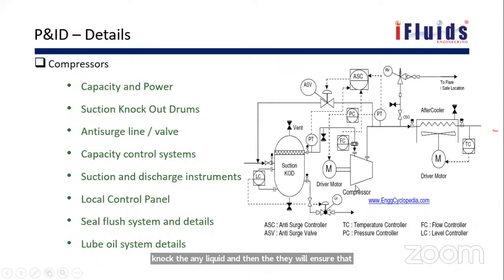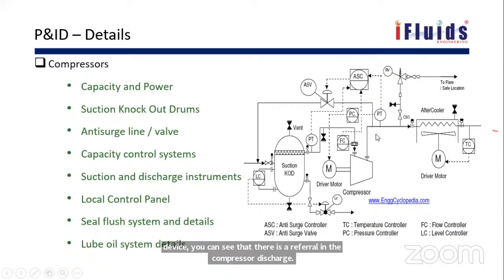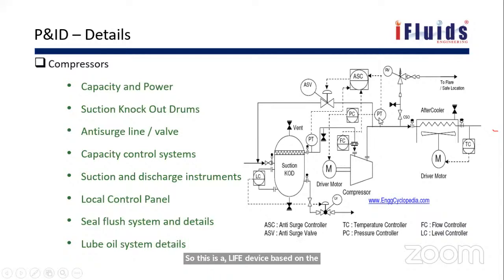And then at the discharge, whenever you compress, the temperature will go high, and then there will be a cooler to bring it back to the normal suction temperature, or it depends on the process. And then the safety device: you can see there is a relief valve in the compressor discharge. This is a relief device based on the compressor type. And then you can see the transmitter, a PT, pressure transmitter, in the discharge, and you can see one AAC. This is the anti-surge control, and it goes to a valve. In case of any blockage in the discharge, this will immediately sense the pressure increase and immediately open the recycle, and then it will put the flow back to the suction.